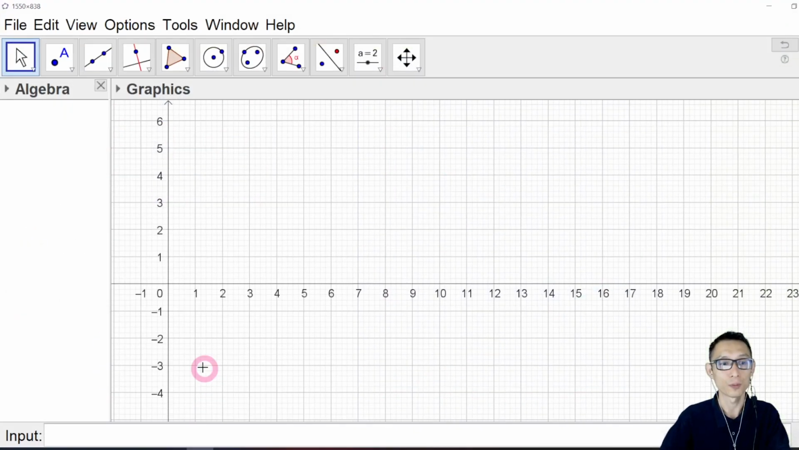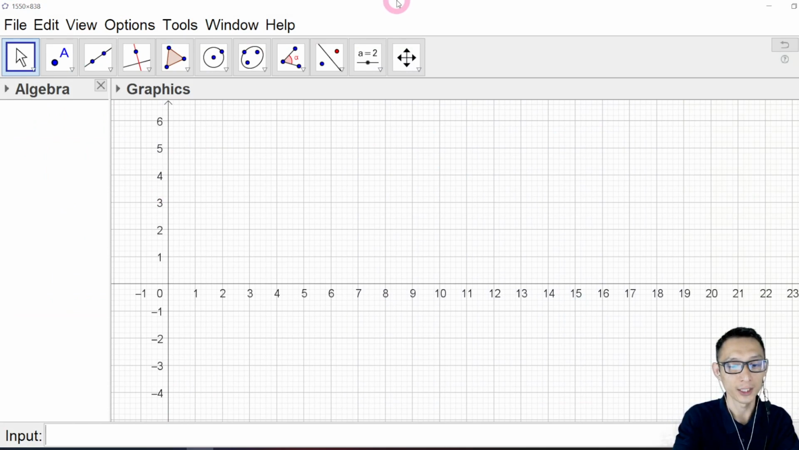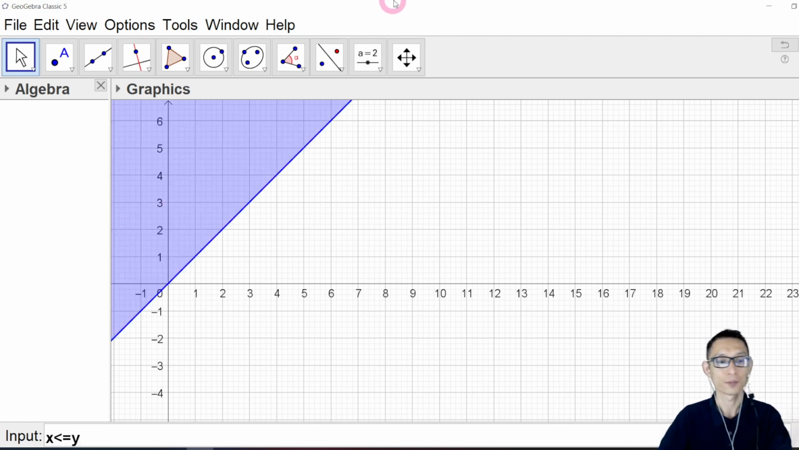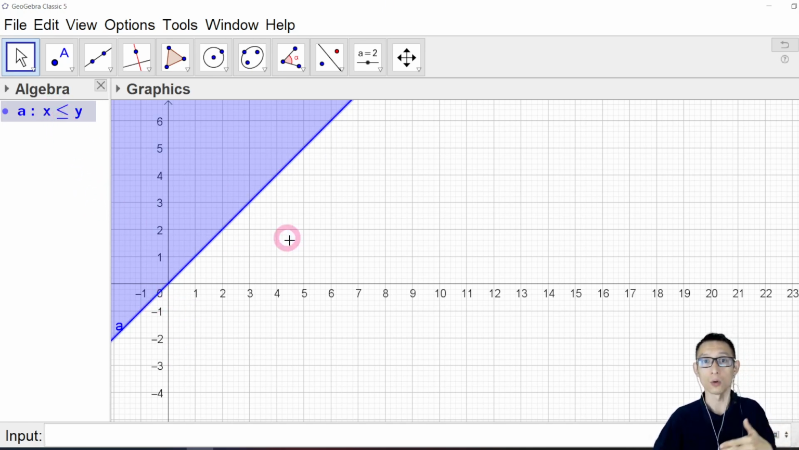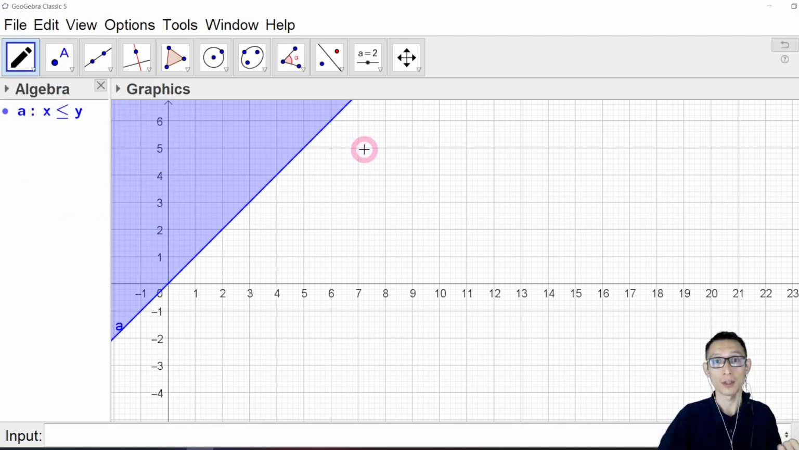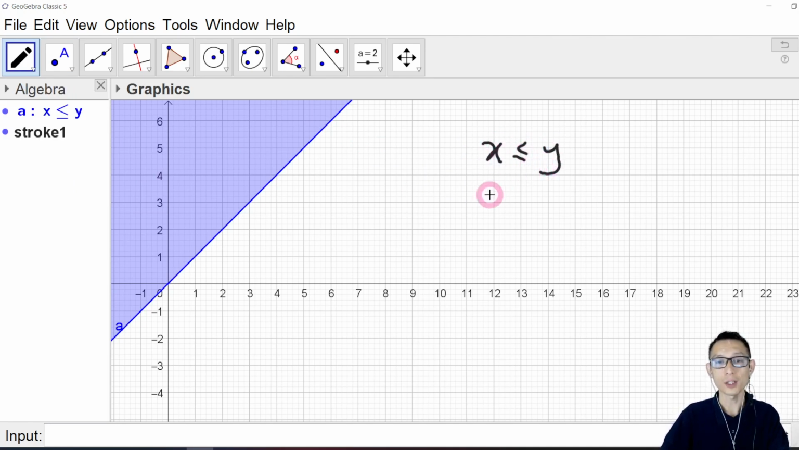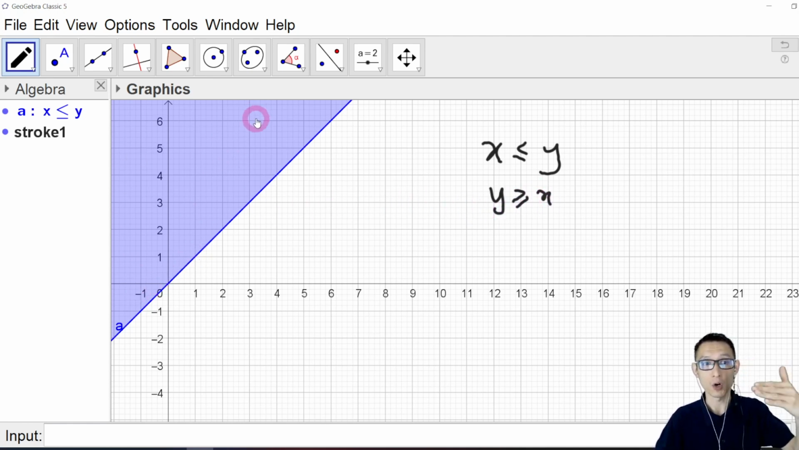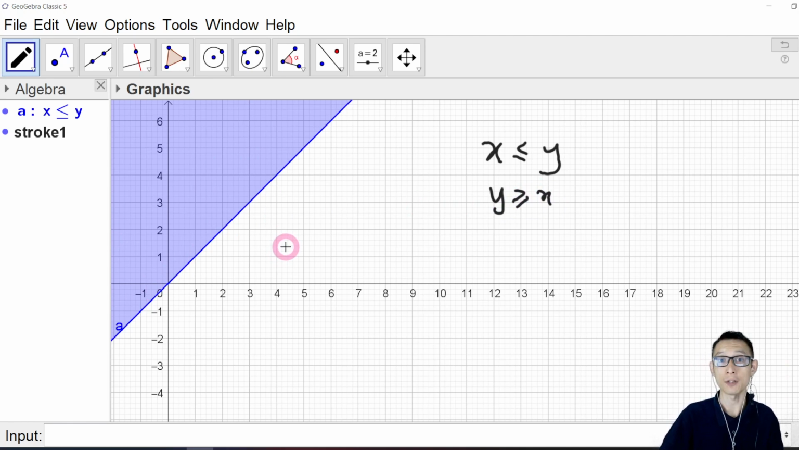Let me give an example. Let's say I have an inequality, x is less than or equal to y. Some students might think this is less than or equal to, shaded below, which is not correct. As I told you, you have to write the y on your left hand side. X is less than or equal to y. This means that y is greater than or equal to x. So you should shade above, not below. This is the first thing you need to pay attention to.